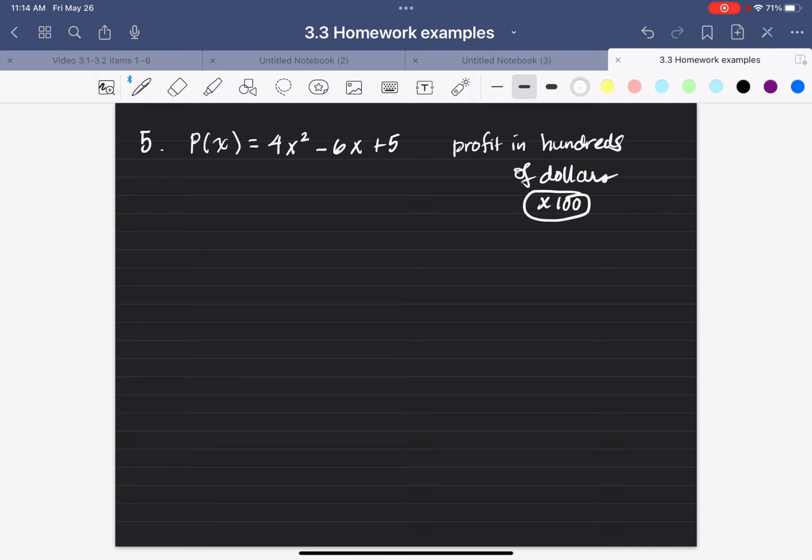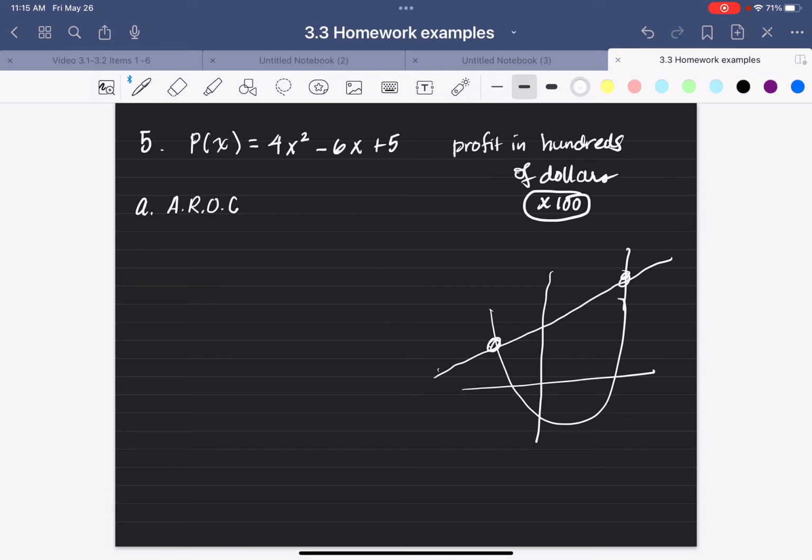So if we get a 1, that means 100. If we get 2, that means 200. If we get 10, that means 1,000. The first thing they ask for is the average rate of change. And again, if you're doing average rate of change, you've got to have 2 points because you're finding the slope of the line through 2 points, or the slope of the secant. So they give us the 2 points.